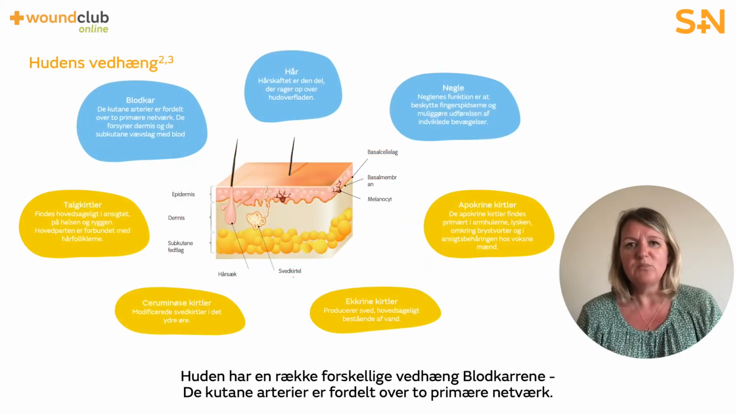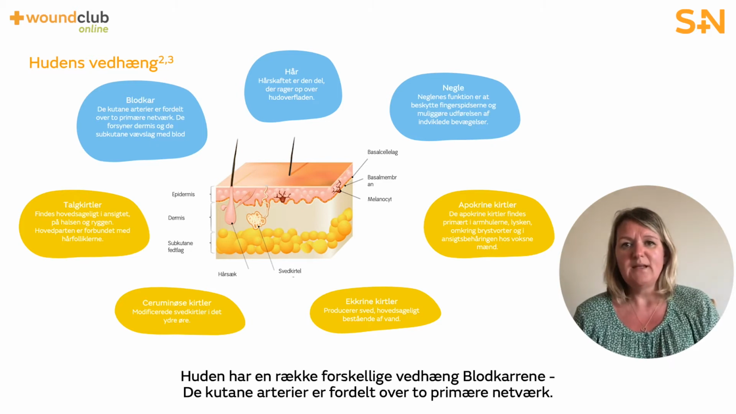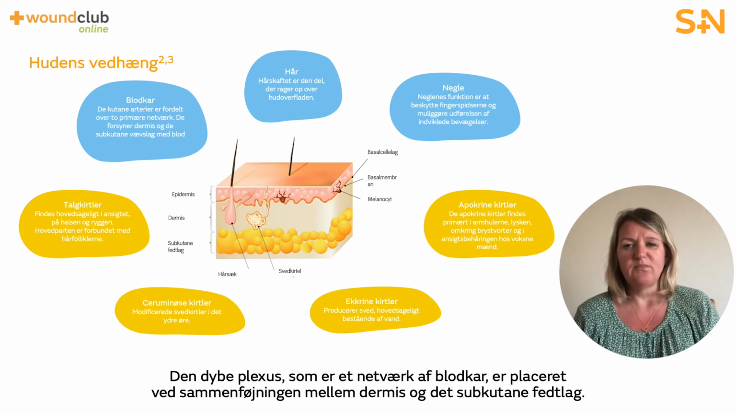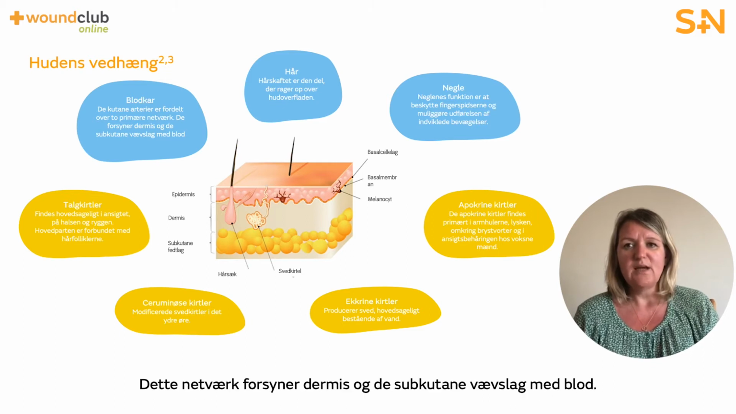The skin has a number of different appendages. Firstly, blood vessels. There are 2 main networks of cutaneous arteries. The deep plexus, which is a network of blood vessels, is situated where the dermis and the subcutaneous fat layer join. This network supplies the dermis and subcutaneous layers of tissue with blood.